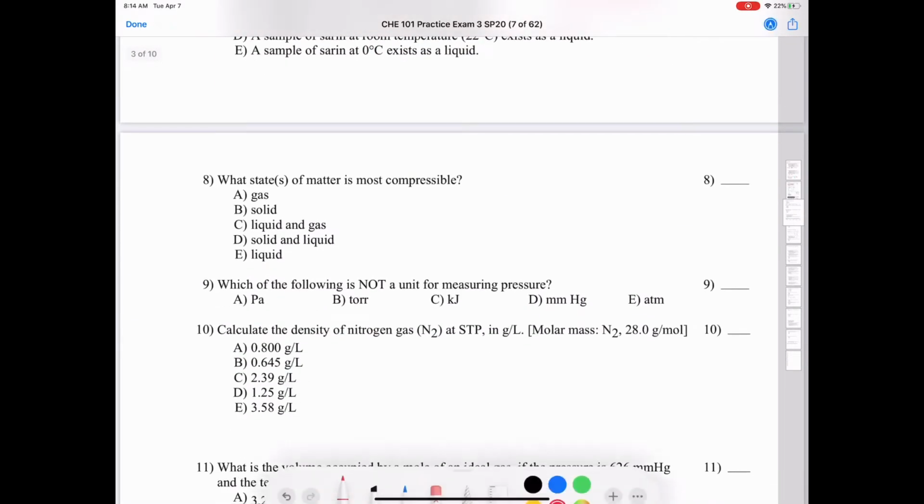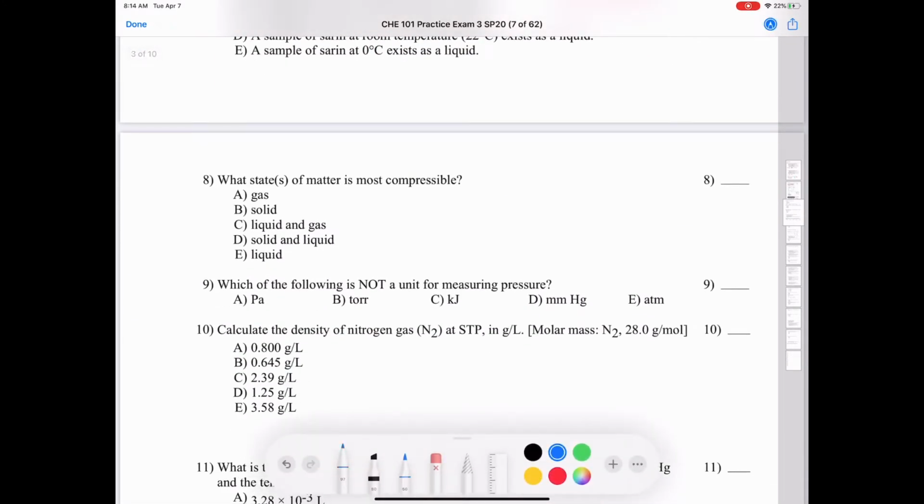Number 8 asks us, which state of matter is most compressible? So if you think about gases, gases are mostly empty space. That means there's going to be a lot of space in between the particles of a gas. So that's why gases are going to be the most compressible. In fact, solids and liquids are rather incompressible, only compressible to a very small extent.